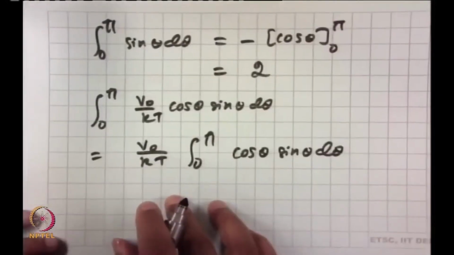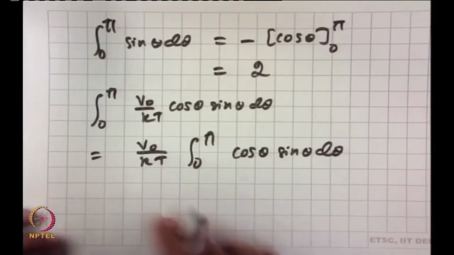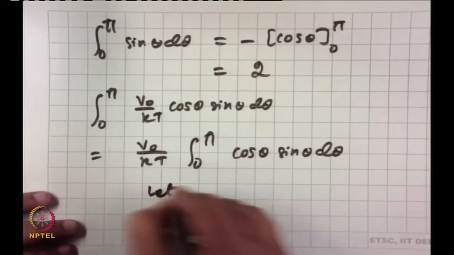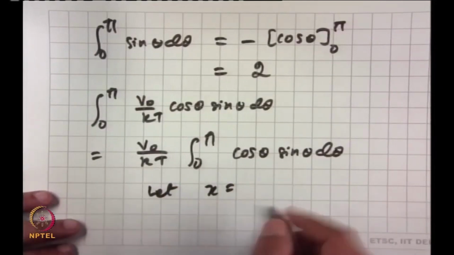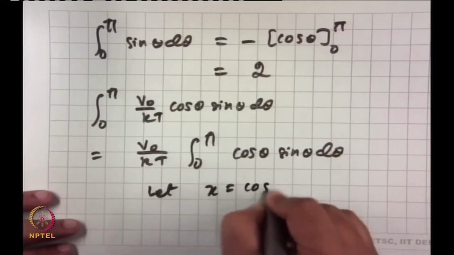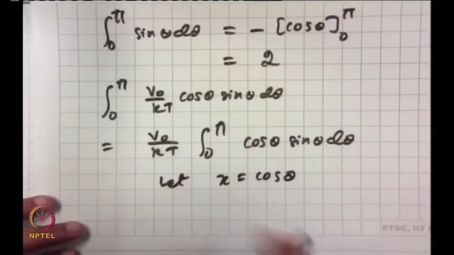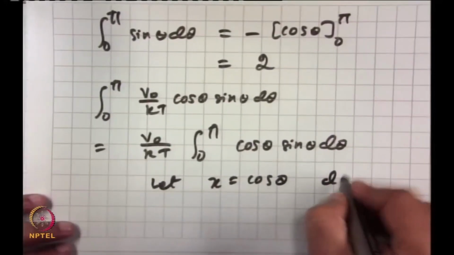And let us do a trick, I am sure you guys know. Let x equal to, I can do that or I can also do this. Let x be equal to cosine of theta, right? Then what is dx equal to?